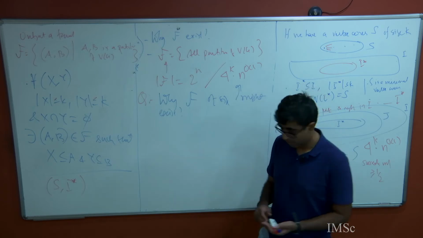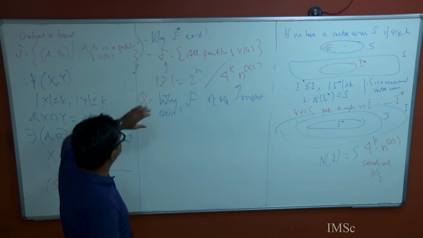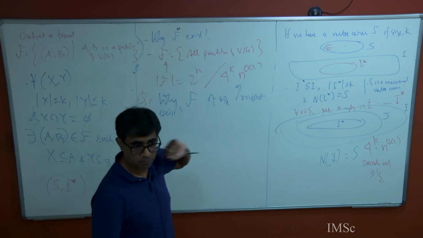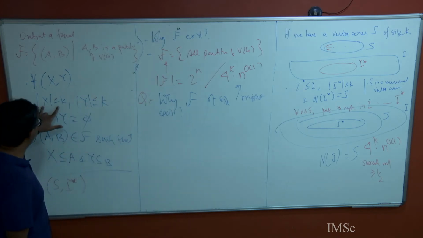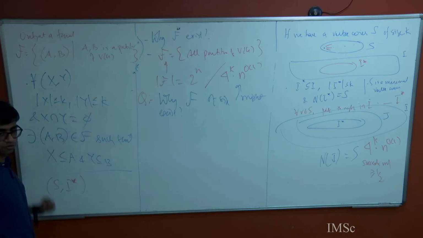But it's not even evidently clear why I can come up with some F of A comma B with the following property: that for all x of size at most k, all y of size at most k, such objects exist. Right? Not clear, no? What proof should I give? Let me try.